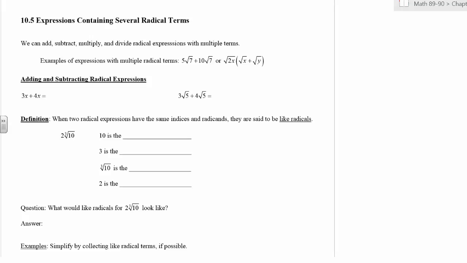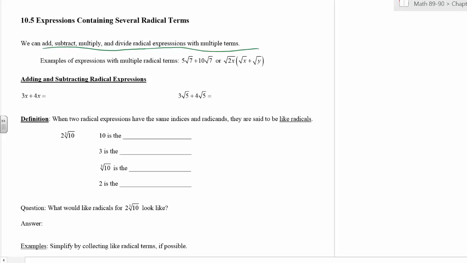Hello everyone. We're looking at section 10.5 today, which is going to take us to adding and subtracting radical expressions, along with some additional multiplying and dividing that we hadn't seen before. So basically we're looking at multiple terms is what the big change is. So we can add, subtract, multiply, and divide radical expressions with multiple terms.